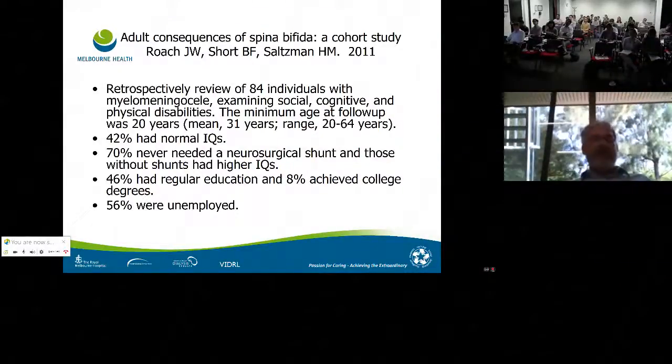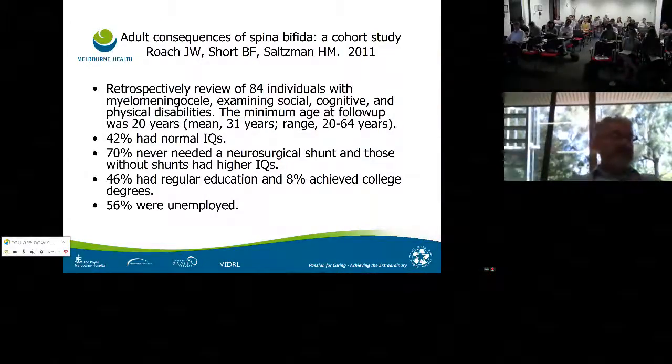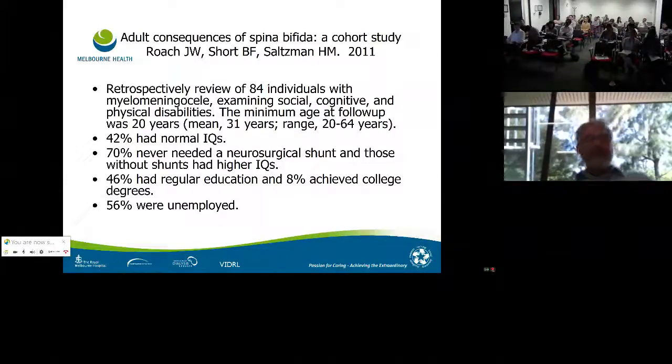42% had normal IQs. We tend to think of the issues being really very severe, but really there are quite a number of people with quite high functioning cognition status. 30% needed a neurosurgical shunt, and certainly one of the issues that comes through strongly in terms of positive outcomes is that if you don't need a shunt, then you're far more likely to do well from a cognitive and a general perspective. 46% had regular education.